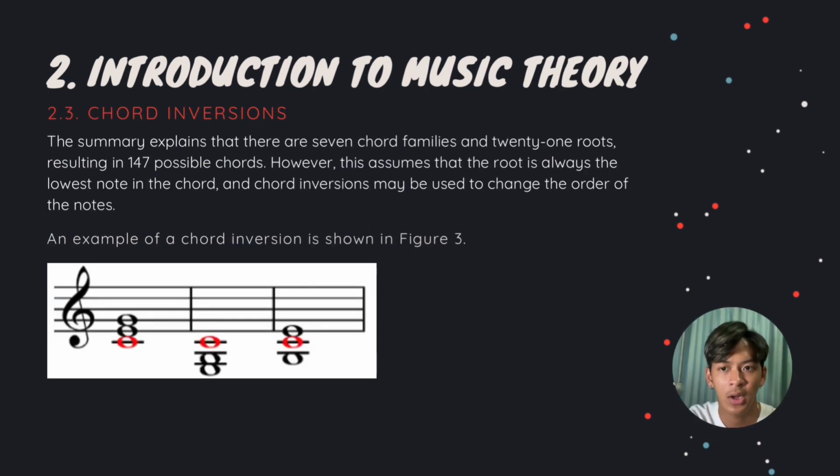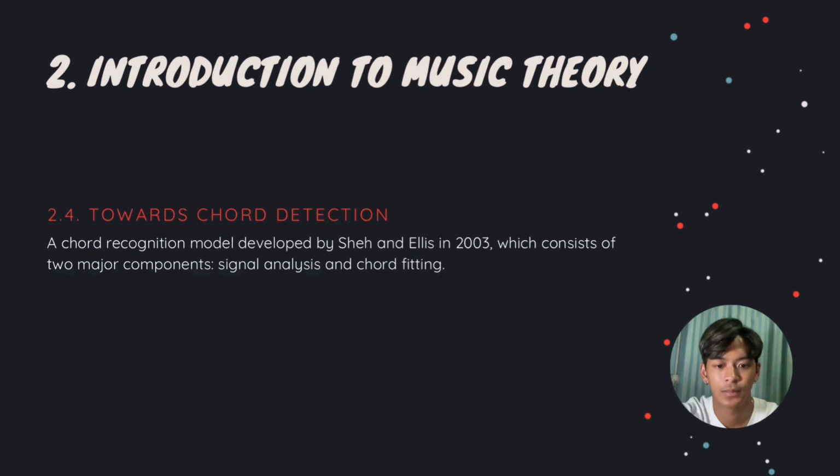2.3 Chord inversion. The summary explains that there are 7 chord families and 21 roots, resulting in 147 possible chords. An example of a chord inversion is shown in the picture. Root position, first inversion and second inversion triad in the key of C.